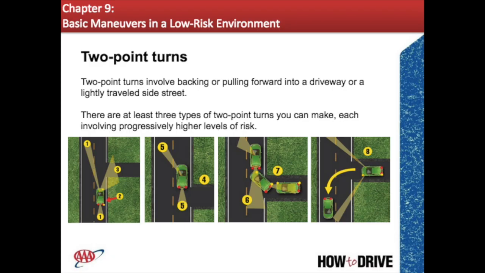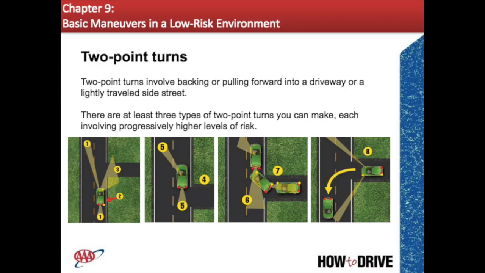Then we have the 2-point turnabout by turning left. A somewhat more risky way to turn around is to make a 2-point turnabout by turning into the driveway or alley on the left and then reversing back into the street. So first, you need to check traffic ahead of you, then to your right, then to your left, then behind, and then the blind area to your right.